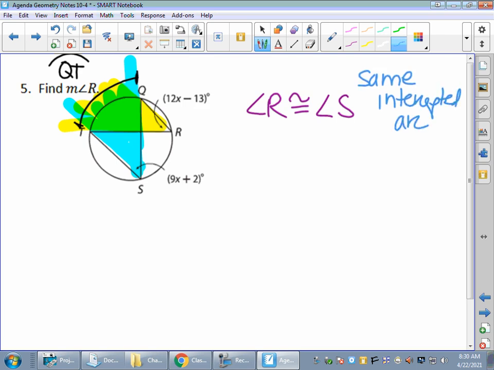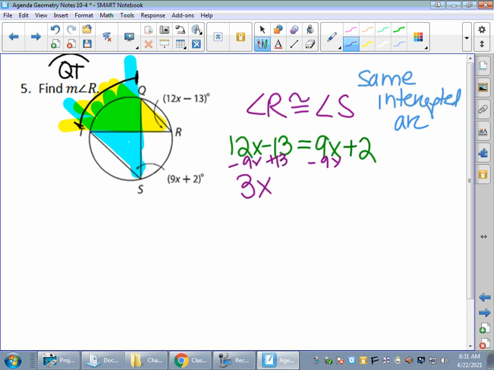Sorry for my sloppy writing. So I can set myself up a super quick, painless equation. Let's do a little algebra. 12x minus 3 has to be equal to 9x plus 2. So subtract 9x, add 3. 3x has to be equal to 15. So x is 5. Hit pause if you're not solving as quick as I am.